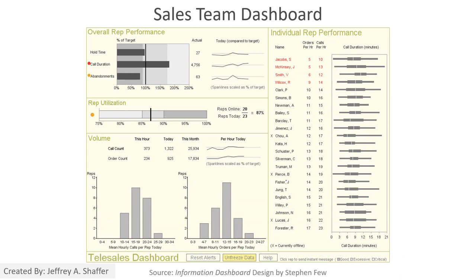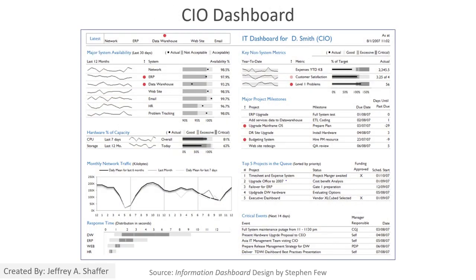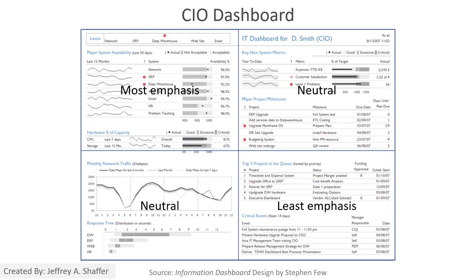So let's look at this dashboard. This is a CL team dashboard, and let's see how it looks. It's not a perfect match, but it works pretty well. The most important information about overall performance is in the top left corner. And this is another CIO dashboard, and let's look at how that one matches. This one lines up perfectly. In the top left corner, we see the most critical information like system availability, which would certainly be the most important thing to monitor, the system up and running. The least important information is the project status updates. The neutral areas are filled with non-system metrics and overall monthly network traffic.